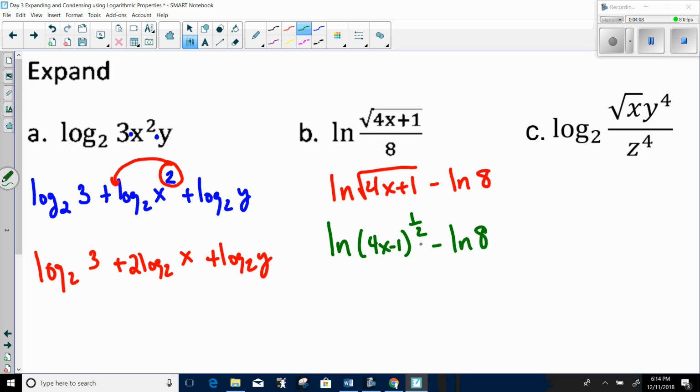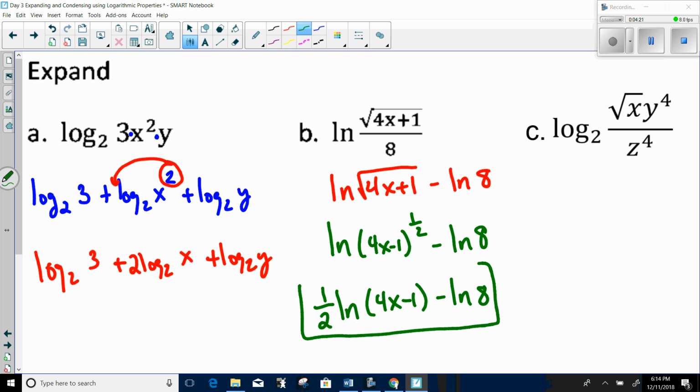And notice what happens is this 1/2 now is a property where you can bring it out front, and you would get 1/2 of the natural log of 4x plus 1, minus the natural log of 8. And this would be the version that I would be looking for on an actual test.